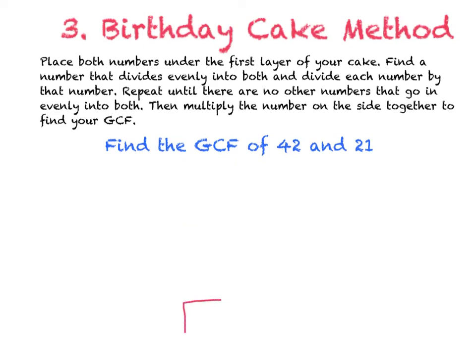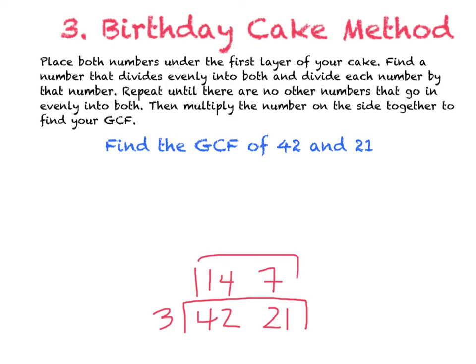So I'm going to start out by making my layer of cake, putting 42 on one side and 21 on the other. The first thing I notice is that they're not both even, so I can't pull 2 out, but I know that 3 is a factor of 21, and if I add 4 plus 2, that's going to be 6. So 6 is divisible by 3, so I'm going to actually use 3. If I divide 3 into 42, 3 goes into 4 one time, and I'm going to have 12, so it's going to be 14. And I can do 3 into 21, goes in 7 times.